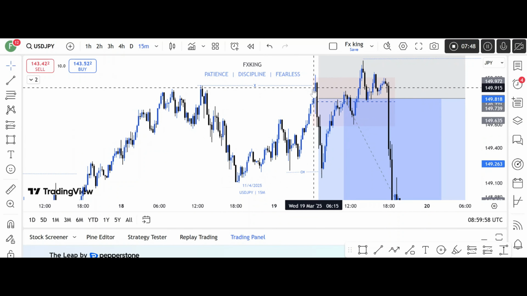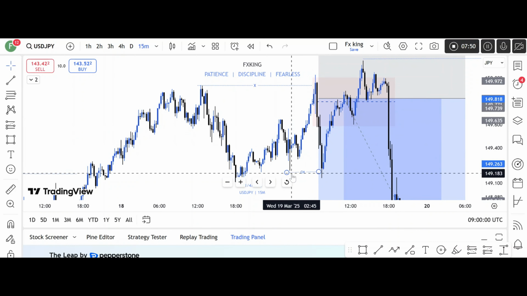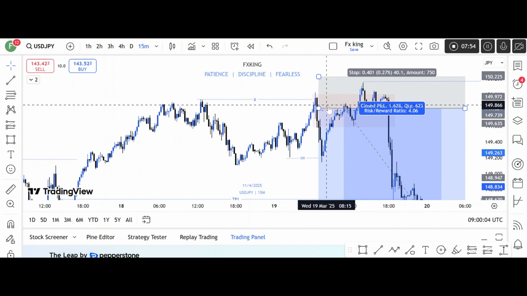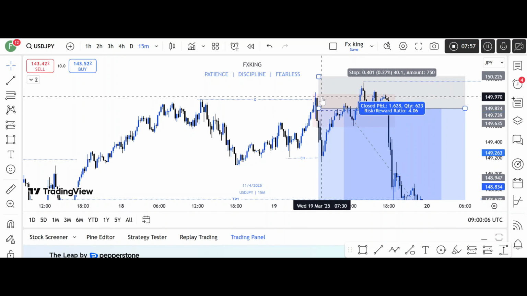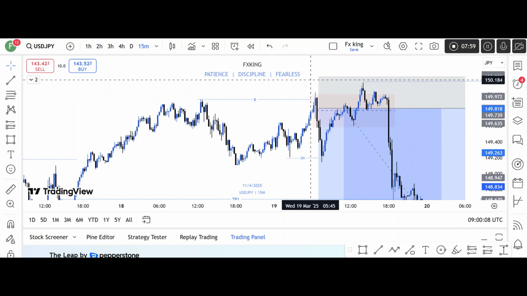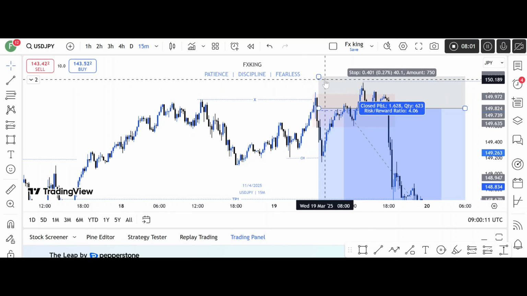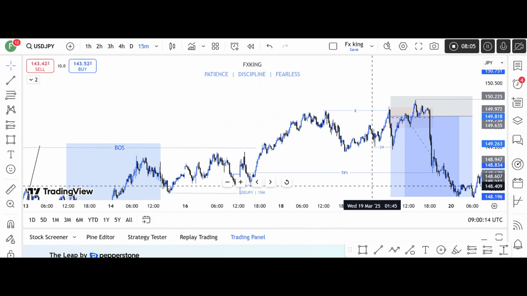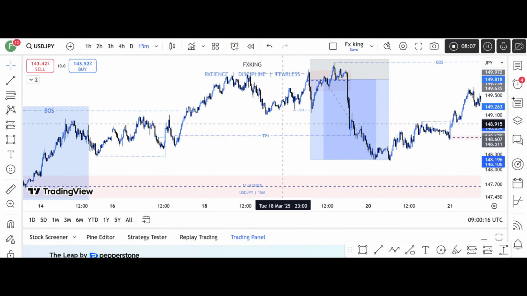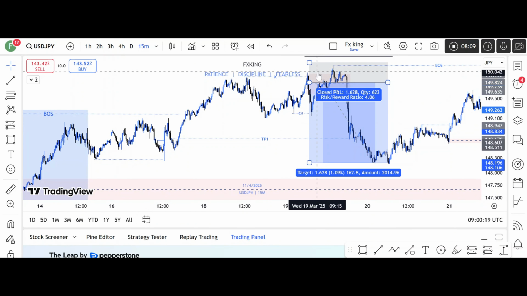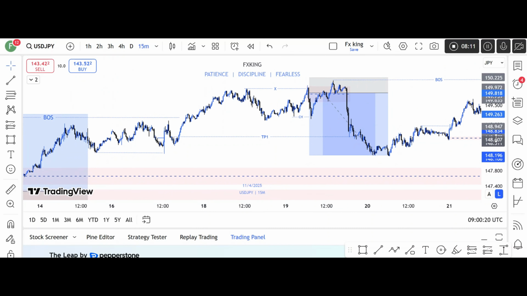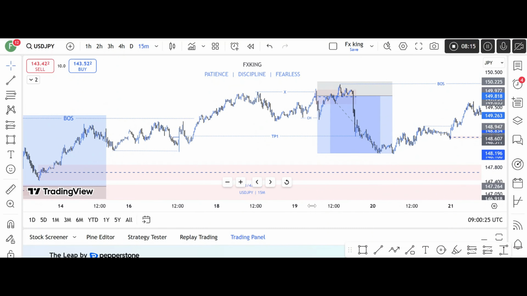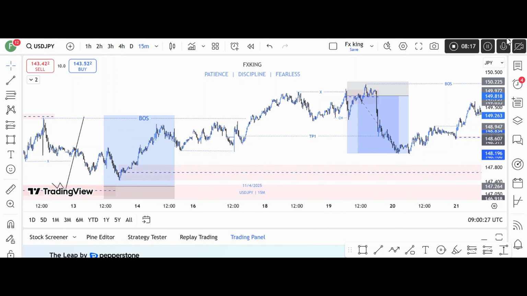So once that sweep occurred here, we waited for a change of character, which was this zone here, and when price returned back to our zone, we sold here, putting our stop loss above here. I gave some room here and nearly hit our stop loss since it came above this zone again to sweep it. So after that, it went directly to our TP. So let's go to the next entry module.